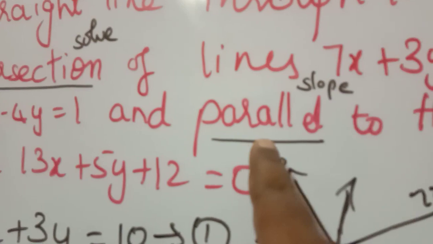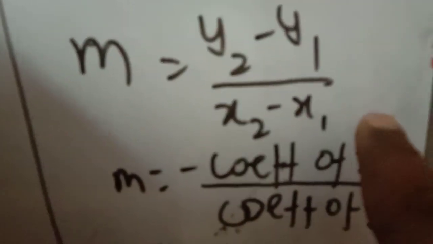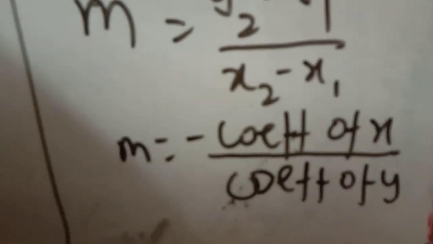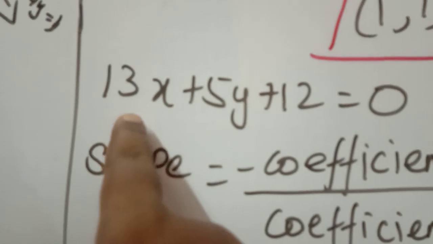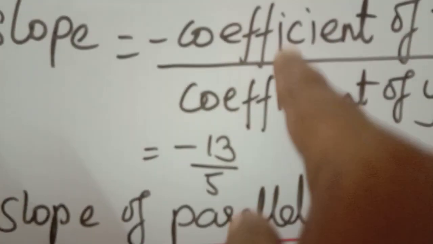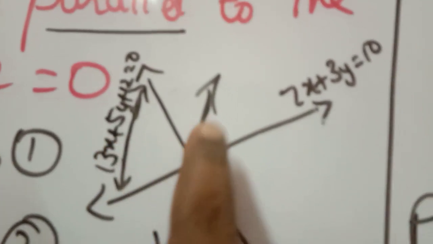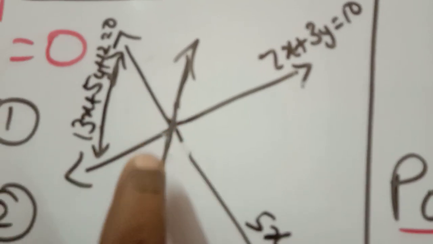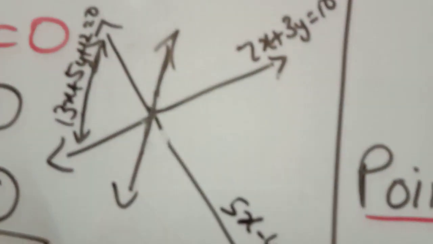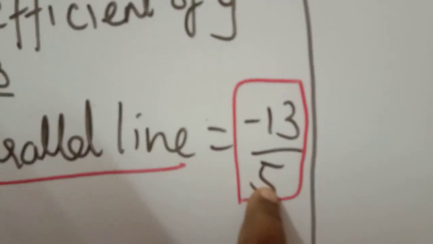Next, using the condition parallel, we are going to find the slope of the given equation. If the equation is given, we know the slope formula: tan theta, y2 minus y1 by x2 minus x1, or minus coefficient of x by coefficient of y. Using that third formula, we find the slope. So minus 13 by 5 is the slope of this line. We have to find the slope of the required straight line. As both are parallel, slopes will be equal, so the slope of this line is also minus 13 by 5.